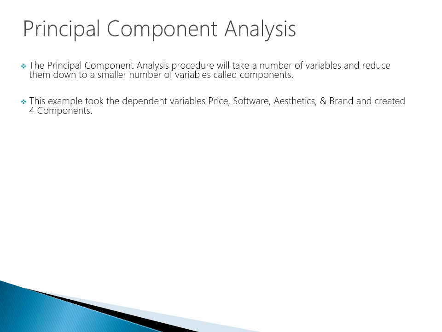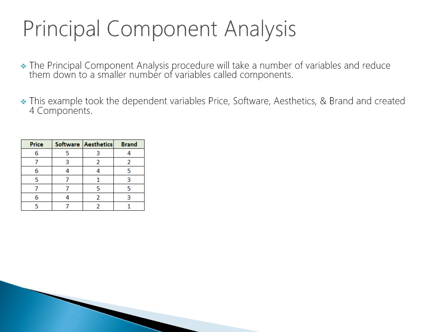In our example, we're going to look at a number of variables: price, software, aesthetics, and brand. And from this, we're going to create 4 components. So I have my 4 variables here, and ideally we would pare this down to a smaller number of components, but we're going to create 4 components off of this.